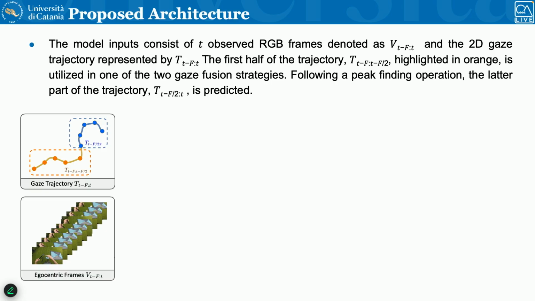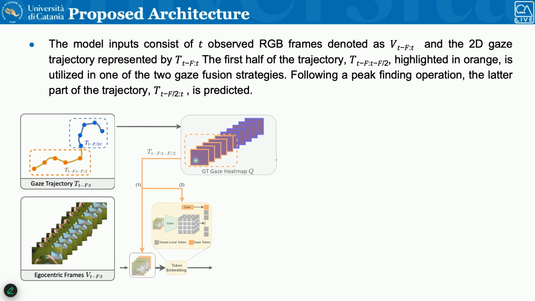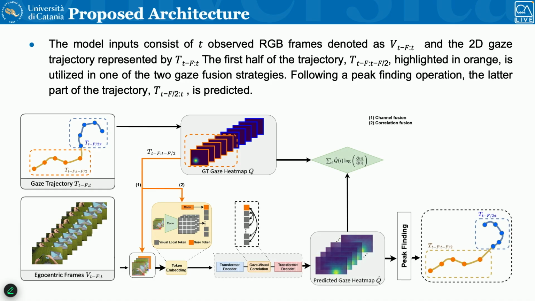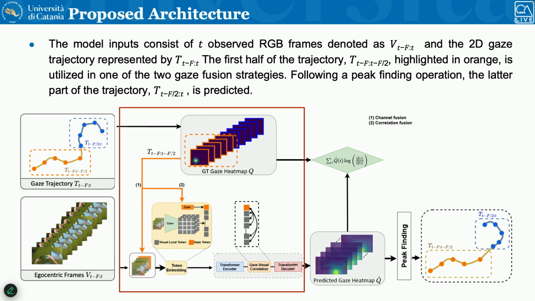This is our proposed architecture. The model takes as input a video and gaze trajectory. Then the first half of the gaze trajectory, in orange, is fused with the video using two proposed fusion strategies. And at the end, after a peak finding operation, the final part of the gaze trajectory is predicted.